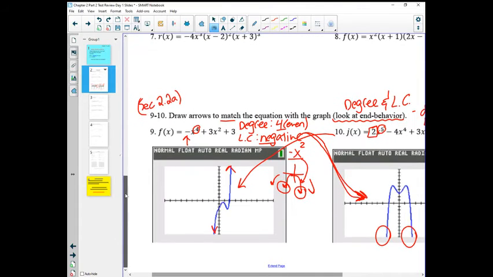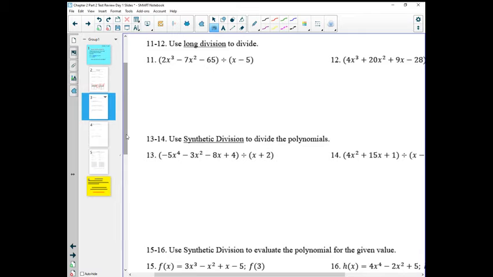So that's a little bit of review for you over section 2.2a, where we learned about zeros and multiplicities and stating the end behavior of functions. On questions 11 through 12, it says use long division to divide. And I am specifying which type of division I want you to use on these polynomials. This comes from section 2.3a, where we learned about polynomial long division.